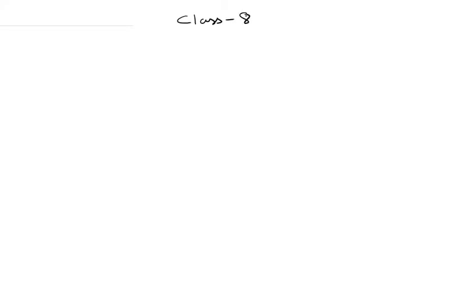So we have already discussed the current voltage characteristics of a PN junction diode. So today we will discuss the capacitance of PN junction.